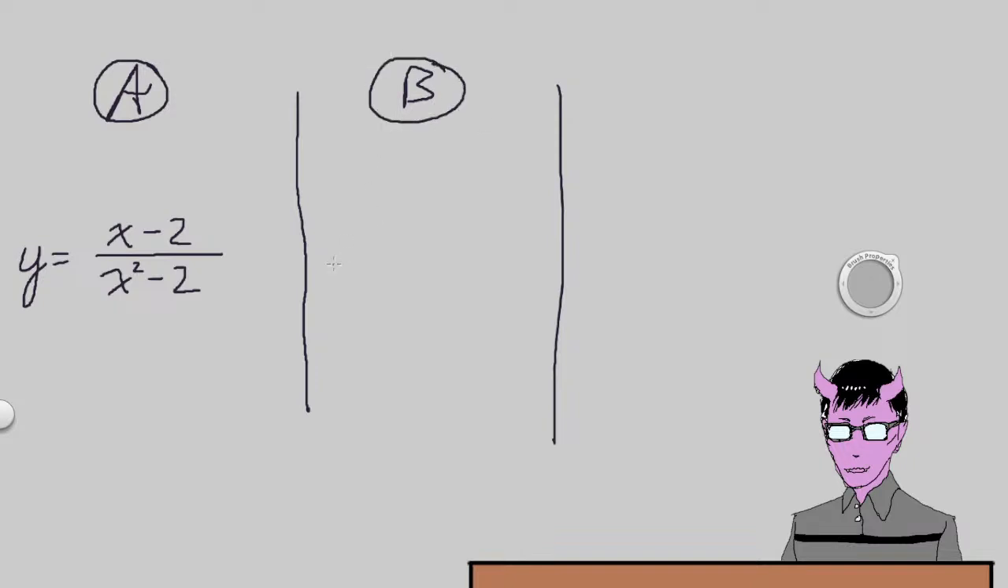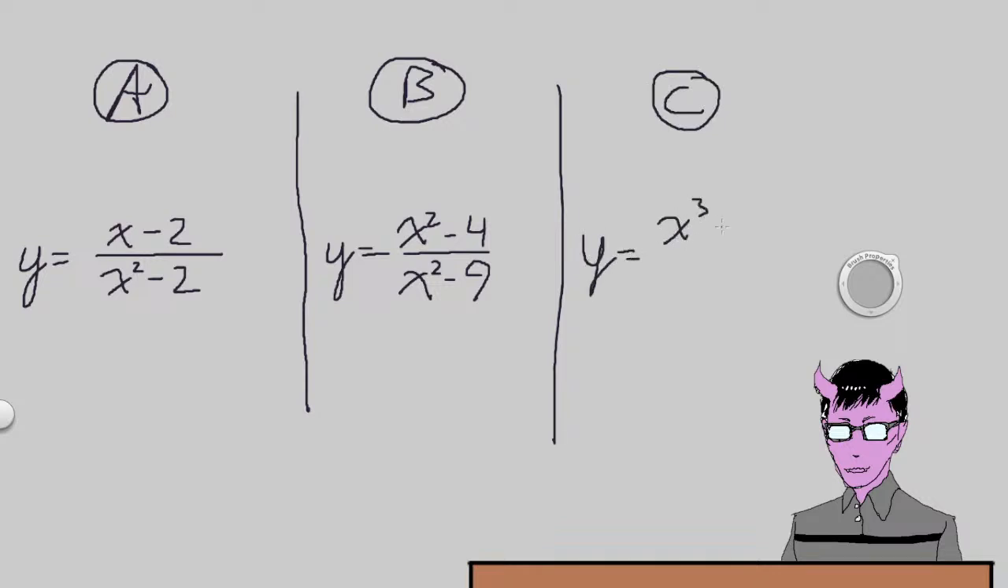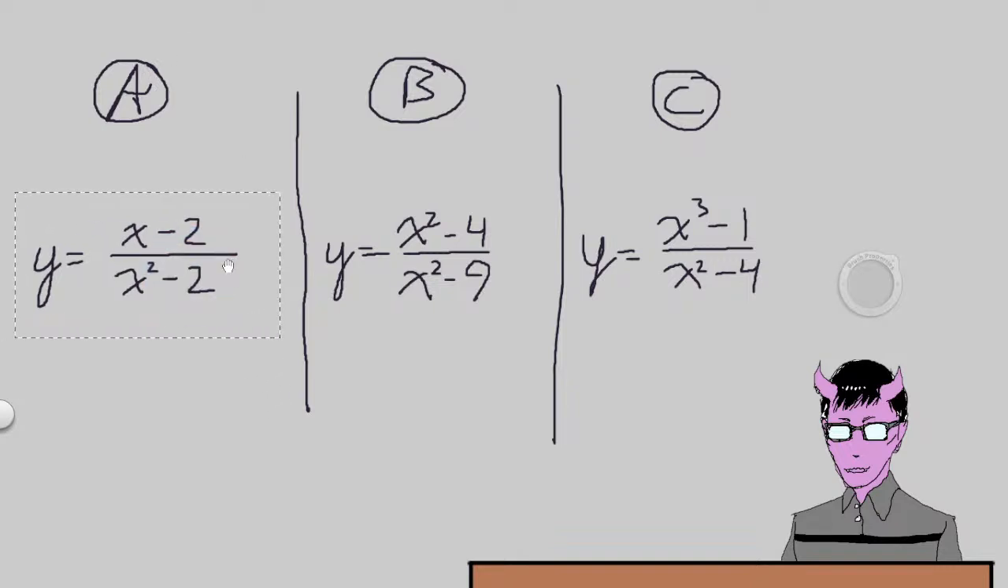Alright. Then we have scenario B. So something like this. And then you have something like situation C. And honestly, that would cover the majority of your situations in rational expressions, aka polynomial ratios.